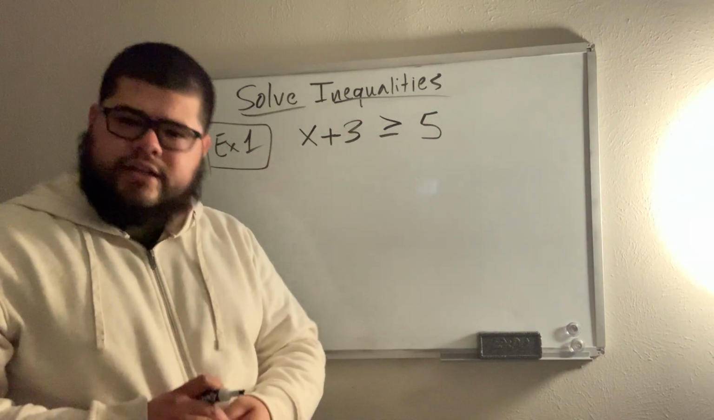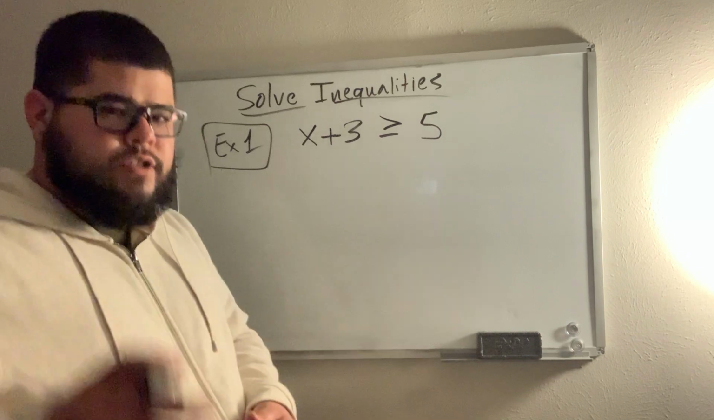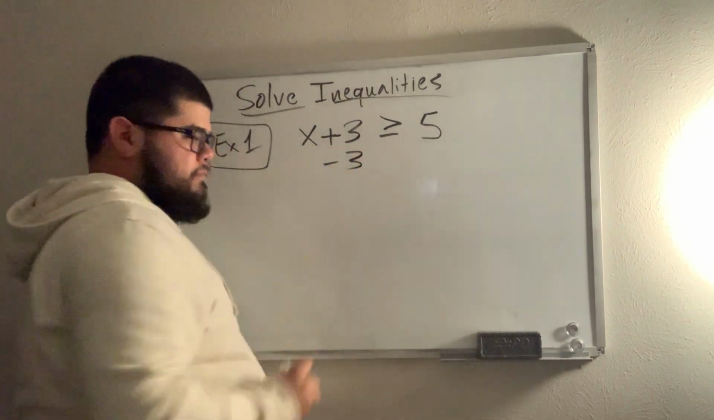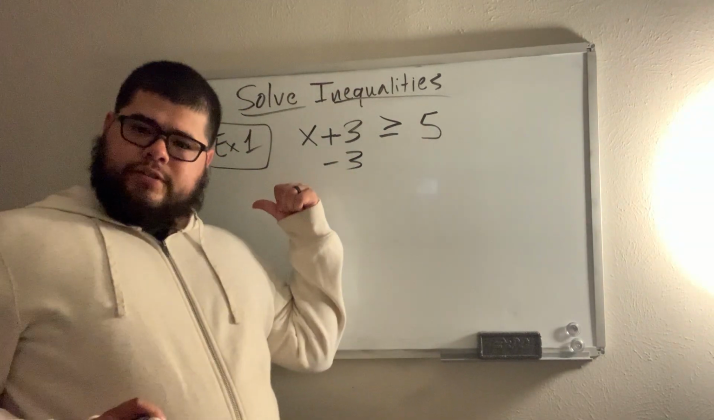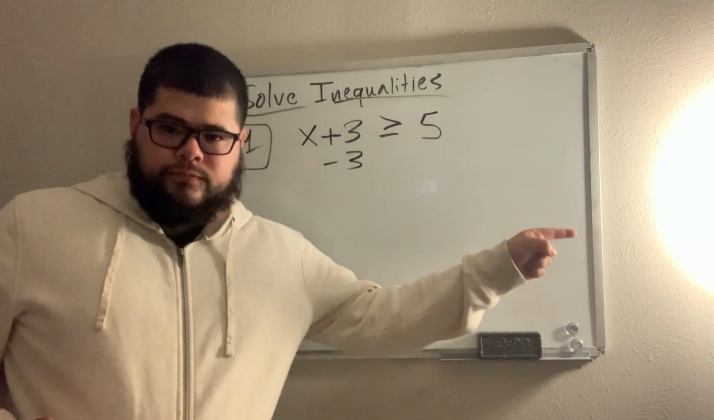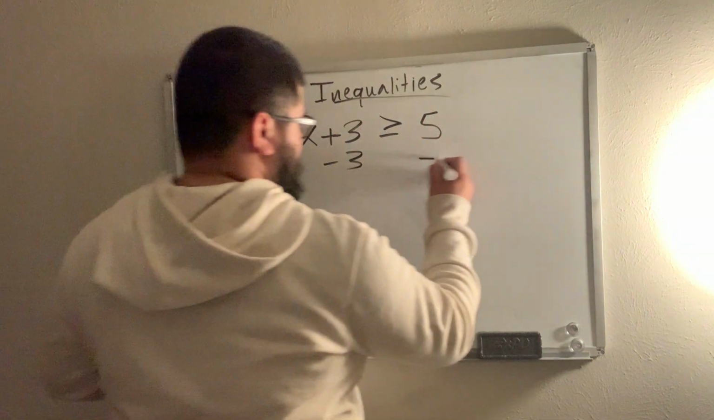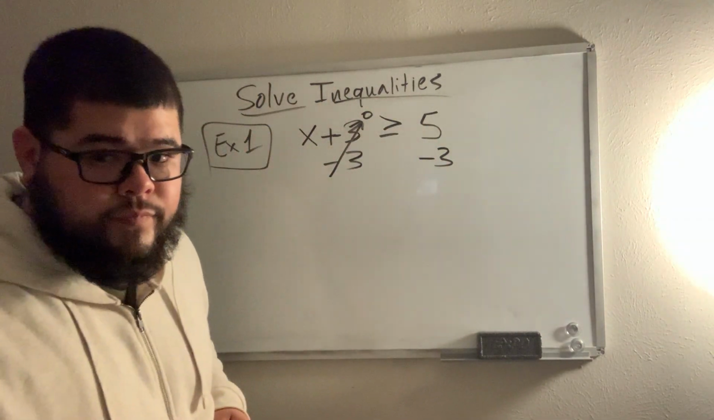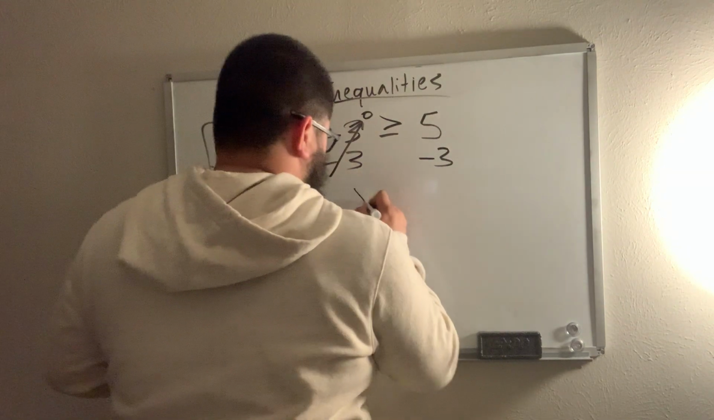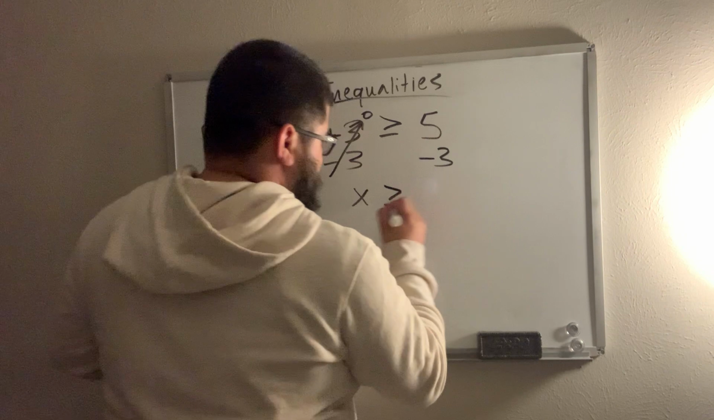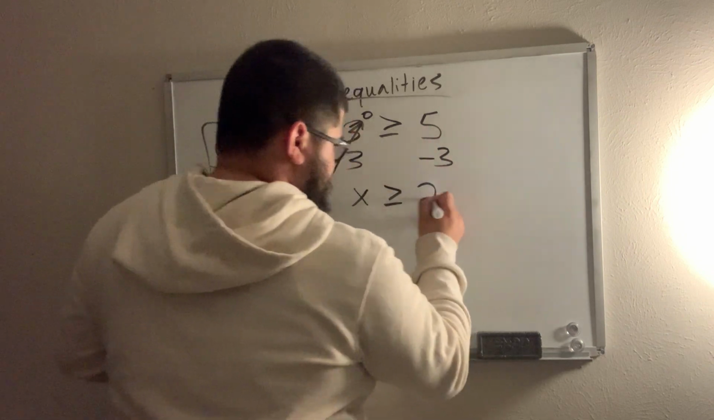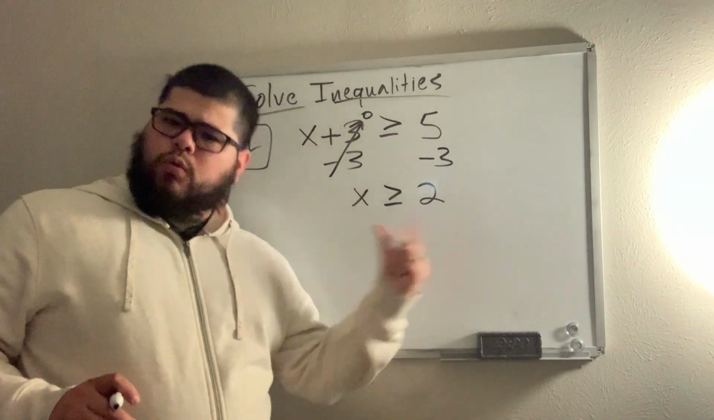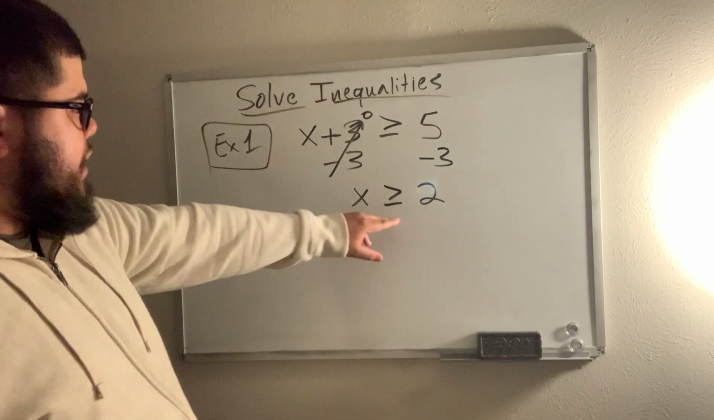What is the opposite of addition? Subtraction. So we're going to subtract what? 3. And whatever you do to the left, you also have to do to the right. Good. We're going to subtract 3. 3 minus 3, 0. X comes down. Inequality symbol comes down. 5 minus 3, we get 2. And so we have now gotten the inequality solution. X greater than or equal to 2.